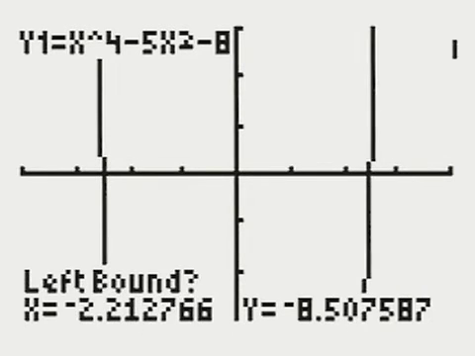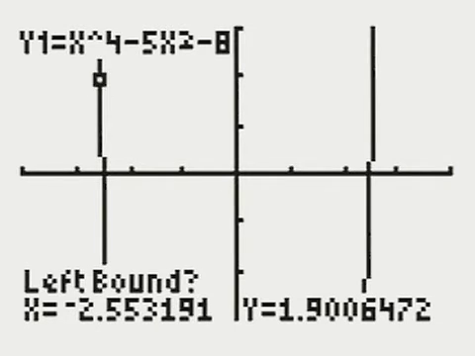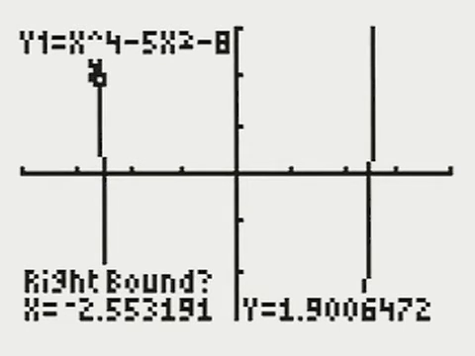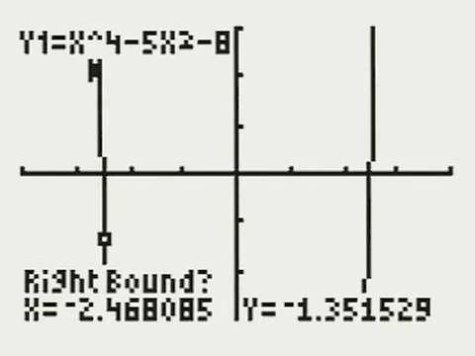Now we don't see our cursor right away, so we need to pay attention to the coordinates that are given at the bottom of the screen. We'll just keep scrolling to the left. We notice that as we scroll to the left, the y value is now increasing. It's getting bigger, and then we can see our cursor. So here we're clearly to the left of the point we're interested in, so we're going to hit enter to select that.